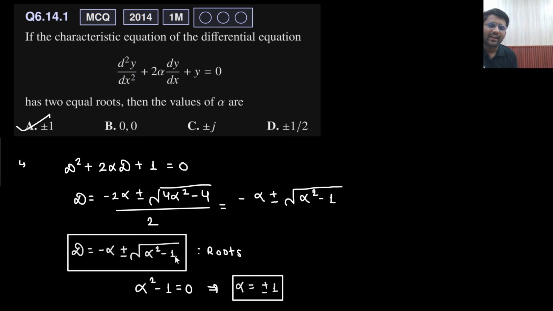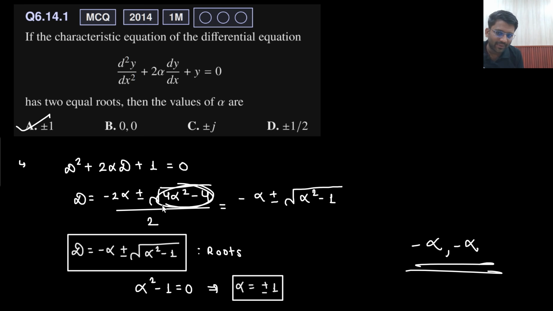Option A. Why alpha square minus 1 has to be 0? Sir, if this part is 0, then the root will come out to be minus alpha comma minus alpha only. If this part is 0, then there will be only one root, that will be minus alpha, but it is, sorry, a quadratic equation, so it will have two roots, which are minus alpha comma minus alpha. That means this particular part has to be 0.